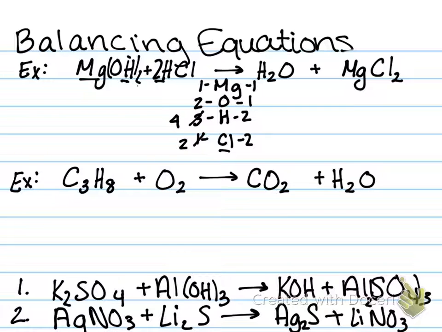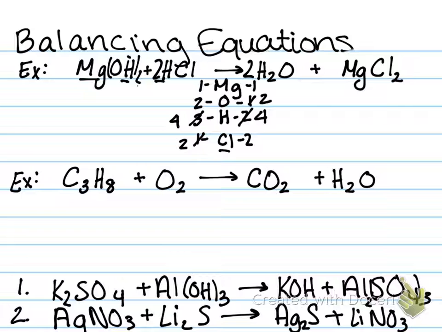Now that I've got that, we need to go ahead and balance the hydrogens because we're saving the oxygens. If I look, I have 4 hydrogens on the reactant side and 2 on the products. So that means I need to multiply the products by 2, giving me 4 hydrogens, but it also gives me 2 oxygens. And so if we look, everything's balanced: 1 magnesium, 2 oxygens, 4 hydrogens, and 2 chlorines on each side. And so this would be a balanced chemical equation.